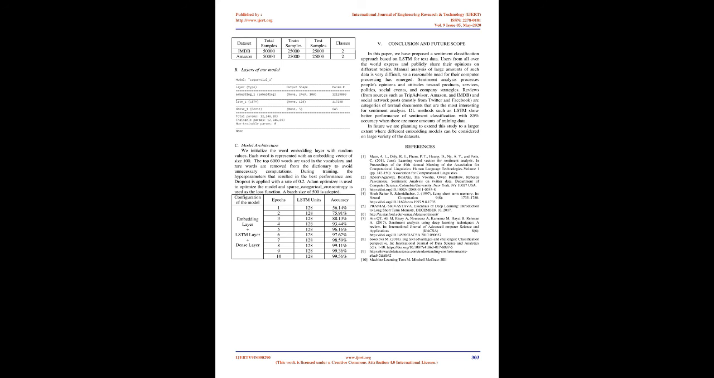Reviews, from sources such as TripAdvisor, Amazon, and IMDb, and social network posts, mostly from Twitter and Facebook, are categories of textual documents that are the most interesting for sentiment analysis. DL methods such as LSTM show better performance of sentiment classification with 85% accuracy when there are larger amounts of training data. In future, we are planning to extend this study to a larger extent where different embedding models can be considered on a large variety of datasets.